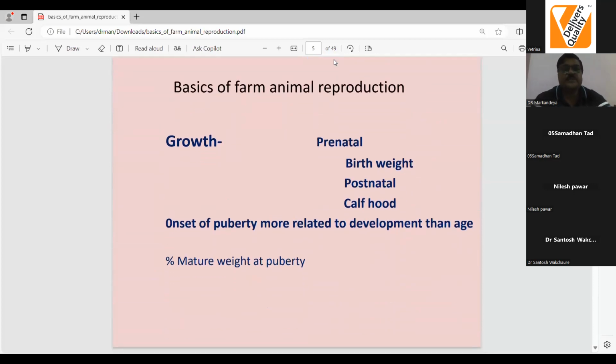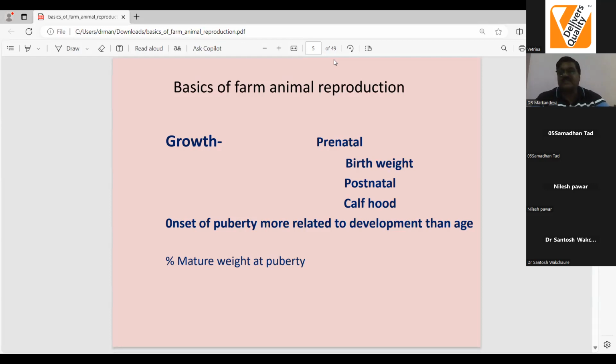That's right. The first and foremost part which is ignored in reproduction is growth. Growth is part of reproduction. We cannot ignore growth at all. And the growth starts during prenatal life, in the 7th, 8th, 9th month of gestation, which indicates that the calf is -3, -2, -1 month old. During the gestation period itself, the maximum growth takes place.